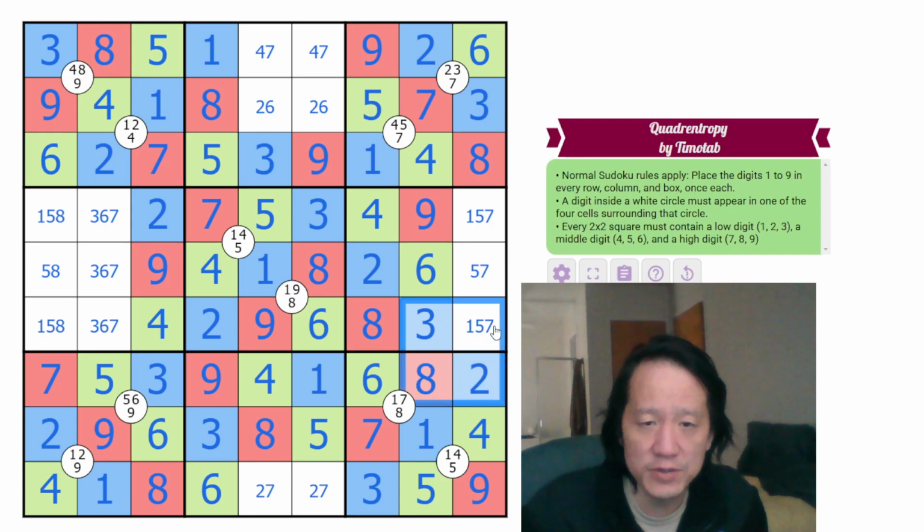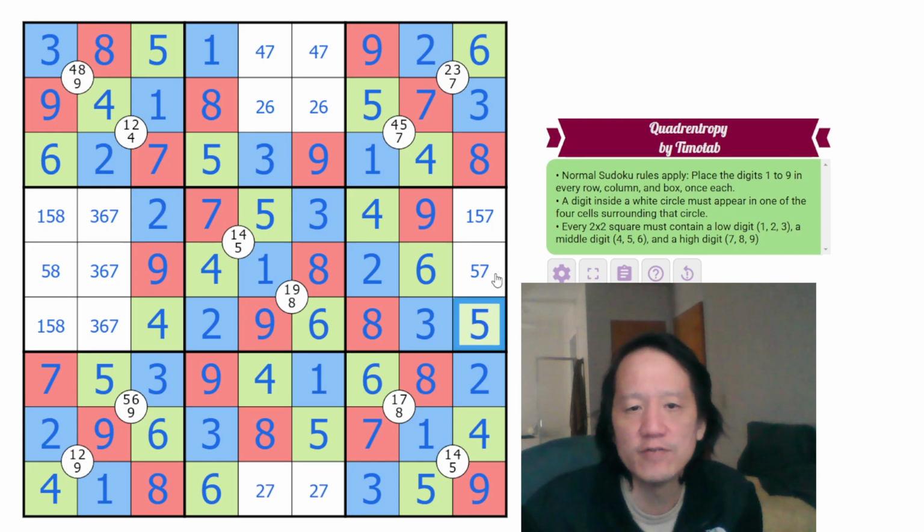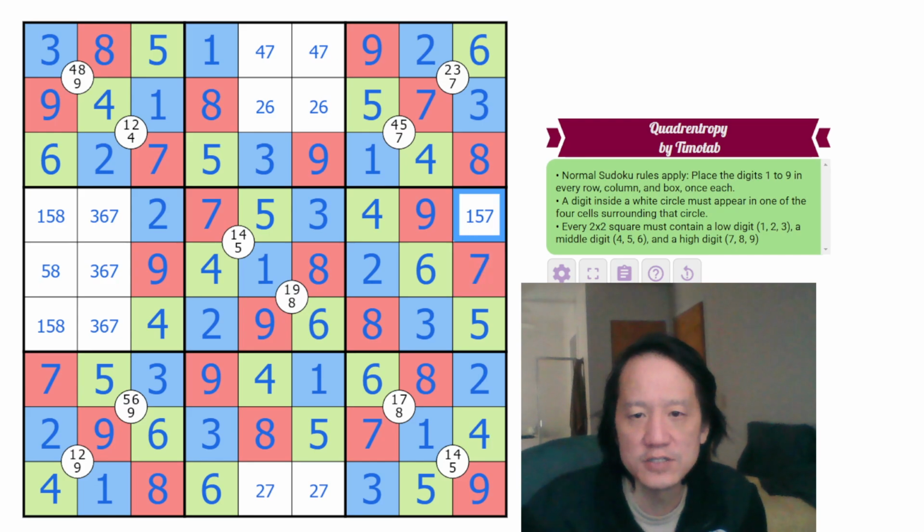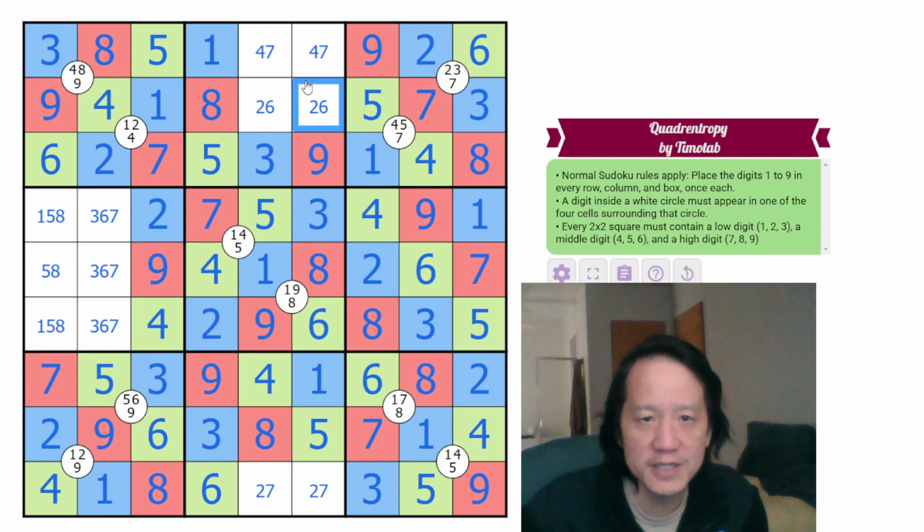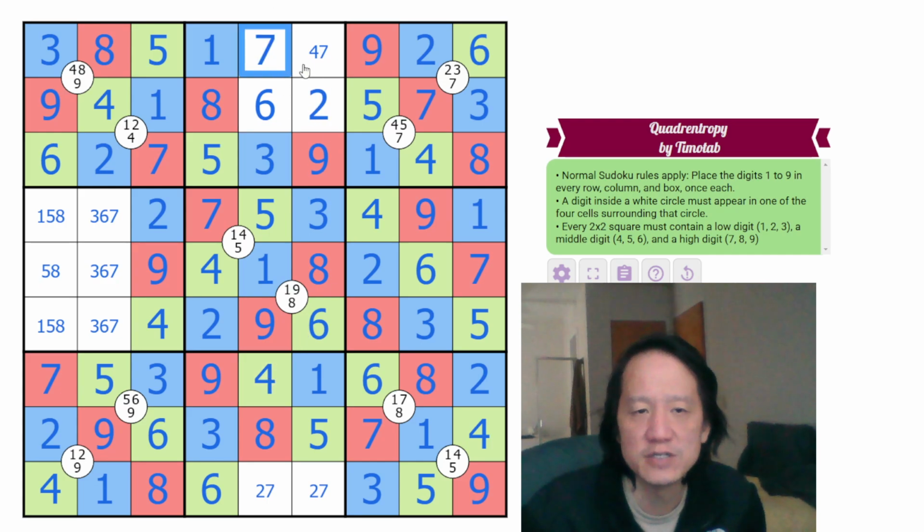We have here in this 2x2 area, this is 2 lows and a high, so we're missing a middle. So this must be a middle, which makes that a 5. That makes that a 7, which is a high. And that makes this a 1, which is a low. This can't be 6 anymore, so it must be a 2, which makes that a 6. This can't be 4 because of that 4, so this must just be a 7.